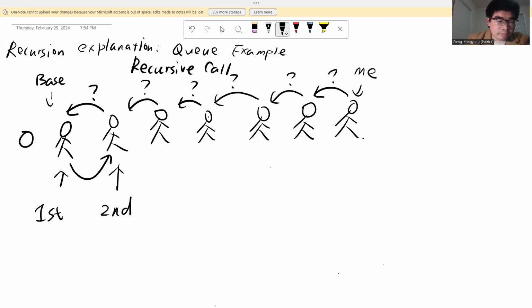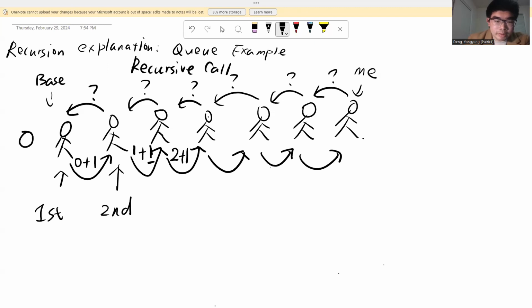The first person answers zero, and the second person will add the person ahead of him, which means it will add one. So when the second person passes the answer to the third person, he will say, I have one person ahead of me, and the third person will add the second person. And then he will pass the answer back to the fourth person. So the third person will say, I have two people in front of me, and the fourth person will add the third person. So you will pass the answer along, getting three plus one, four plus one, and this is called aggregation.